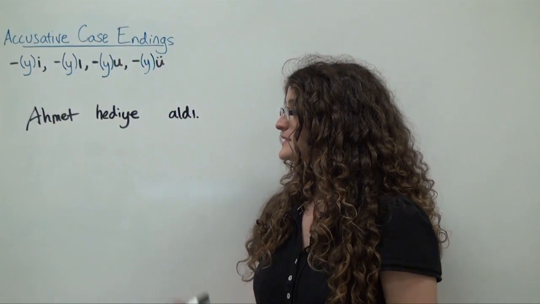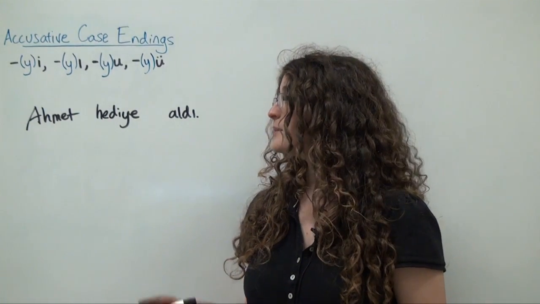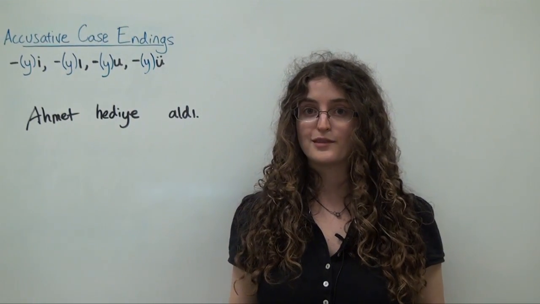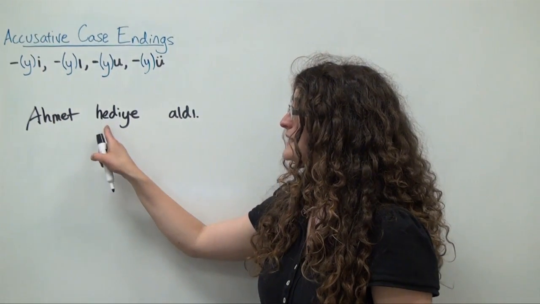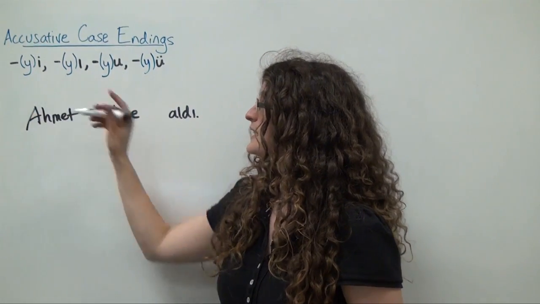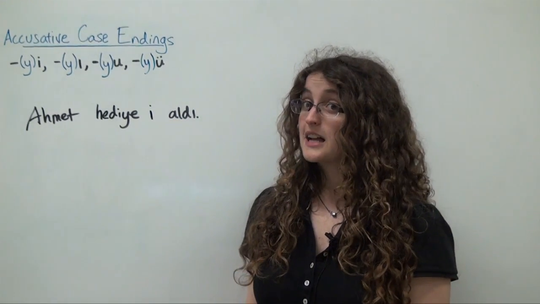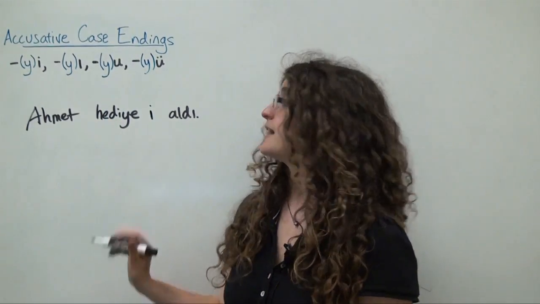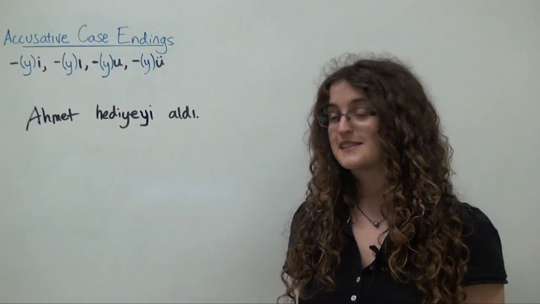Well, let's say we want to make this a specific, definite direct object. Ahmet didn't buy a present, he bought the present. The present he's been meaning to buy for months. The present we were talking about 5 minutes ago. So, Ahmet hediye, accusative case ending, four-way vowel harmony, hediye aldı, u. But Turkish does not like to see those two vowels next to each other, so we'll need a buffer consonant. In this case, ye. So Ahmet hediyeyi aldı. Ahmet bought the present.